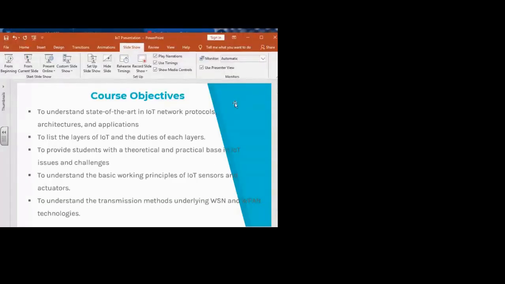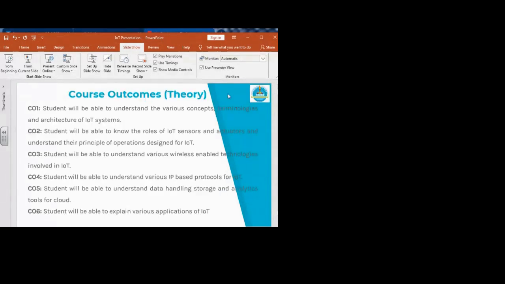Now after the course objectives, a very important part: as we are following the NBA norm, that is the National Board of Accreditation, we need certain outcomes from our course. So for this IoT course, we have framed certain course outcome statements. What should be your outcome after learning this particular subject? Based on that, we have framed 6 CO statements.